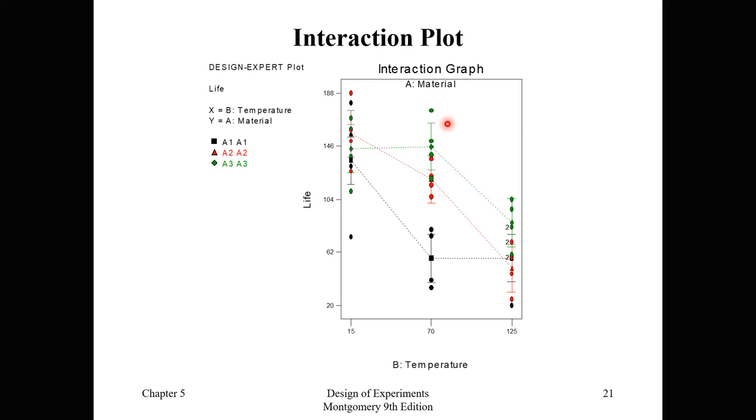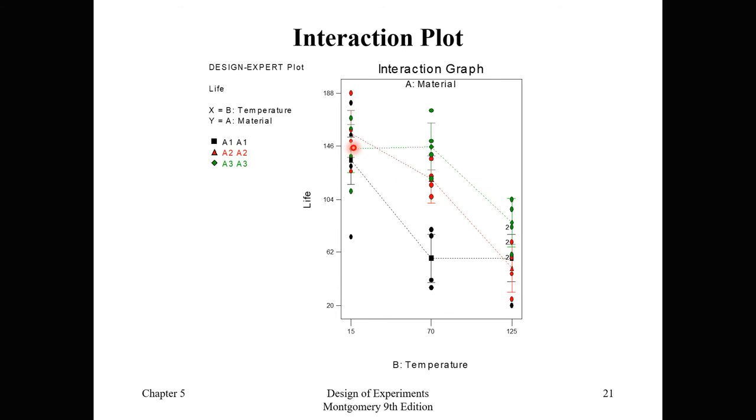I do notice that there's a line crossing over. It's crossing over with a relatively shallow slope, but this definitely could also be a source of interaction, where material A3 was worse than material A2 at the lowest temperatures, but material A3 is better than material A2 at the high temperatures. So this is where my interaction is coming from.